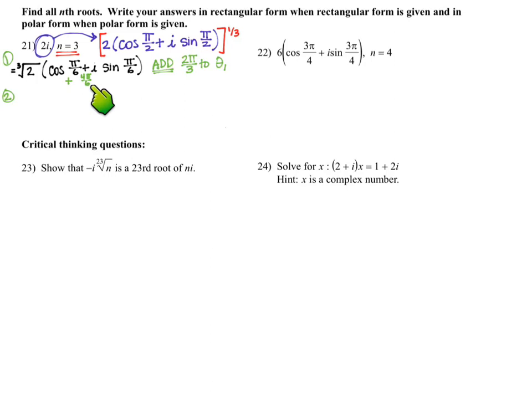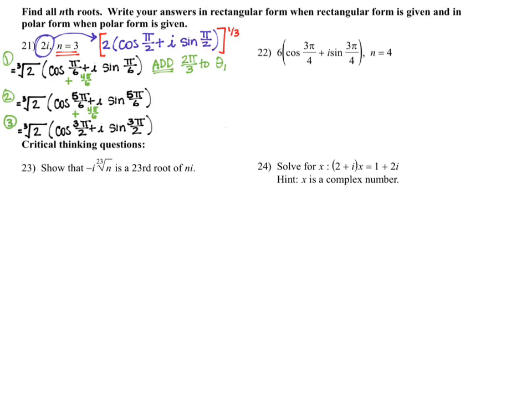I changed it to sixths because the angles are already in sixths. It makes it easier to do. And so my second of the 3 roots is right there. And my third of the 3 roots, I add another 2 pi over 3, which is the same thing as 4 pi over 6, and I add that and I have my third root.